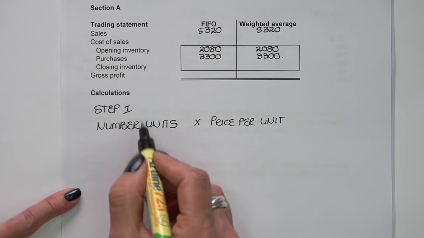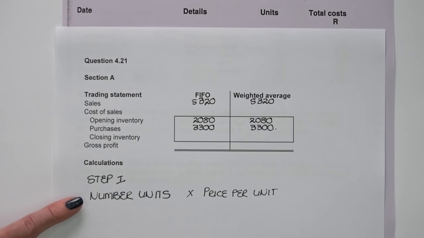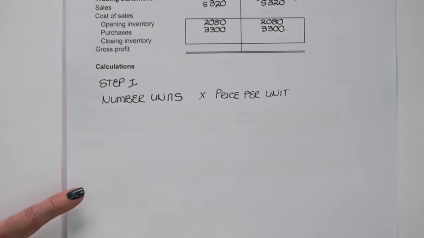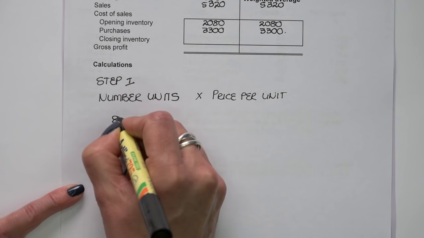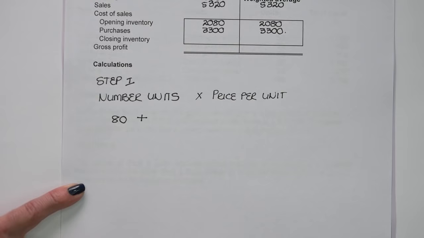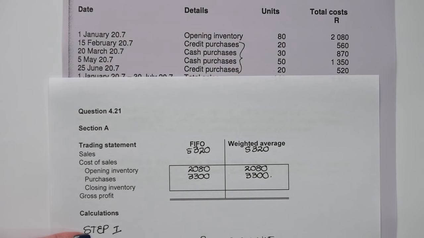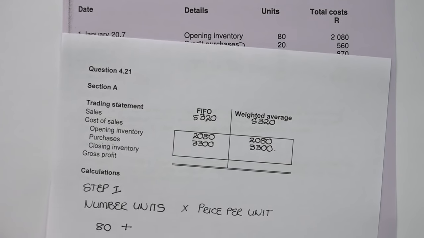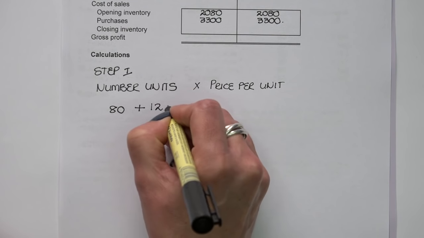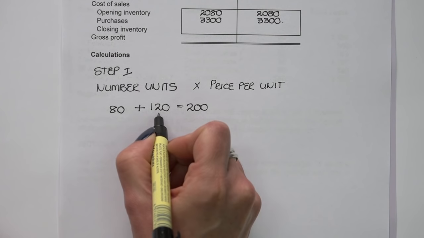If we then look at the number of units of closing inventory, the number of units that we started out with, our opening inventory, so we had them to sell during this period from the start. So if we start with the opening inventory of 80 units, and we add to that all our purchased units. So we purchased 20 plus 30 plus 50 plus another 20. So if you add the 80 plus all the purchased units, which will add up to 120 units, we get to 200 units available between opening and purchases.